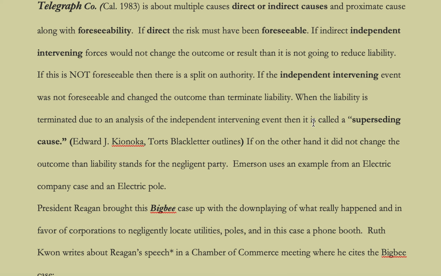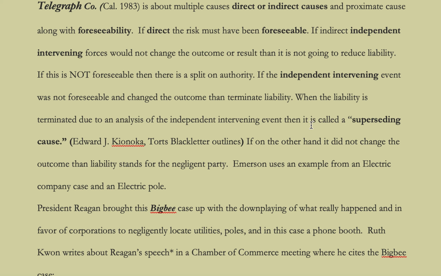So basically, if the independent intervening cause is not foreseeable, not like this case, but if it's not foreseeable, like if a tornado came through or something and it did cause some of the damages, then you can terminate the liability of the defendant. And when you terminate the liability of the defendant, you wind up calling this a superseding cause. And I got this from Edward J. Kionka, Torts Black Letter Outlines. You can probably cross-reference it somewhere else.